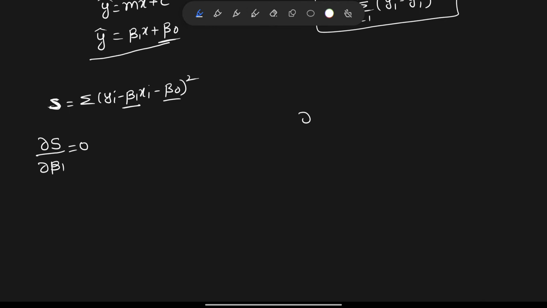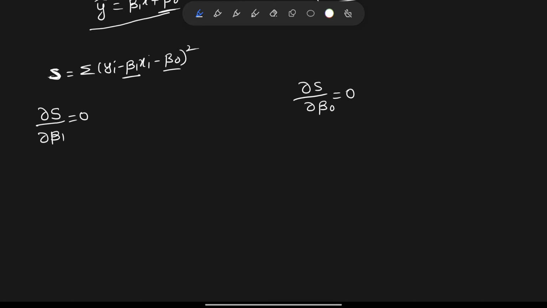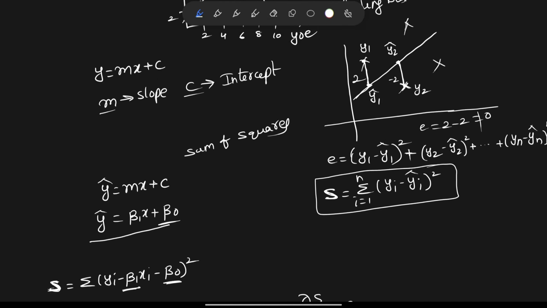Equal to 0, similarly equal to 0. So if you find the beta 1 value and beta naught value in such a way that they satisfy these equations, then this function will have the minimum error possible.